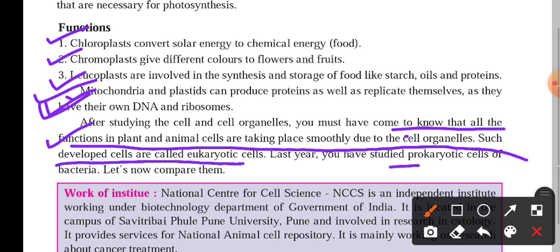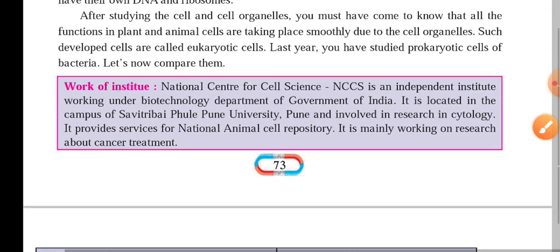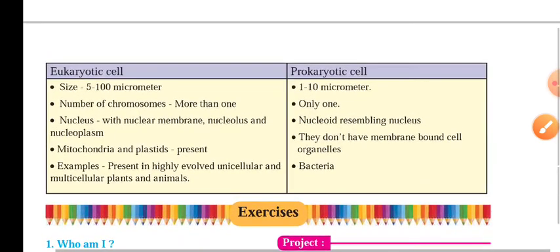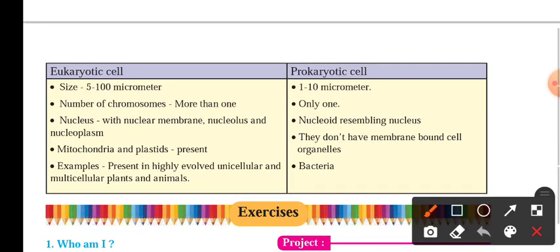Last year we studied the prokaryotic cells of bacteria. So now we can carry out a comparison of both. That comparison they have given at the end of the chapter. The eukaryotic cell is 5 to 100 micrometer in size, whereas prokaryotic cells are 1 to 10 micrometer. Means the developed cells, that is eukaryotic cells, are bigger than prokaryotic cells.